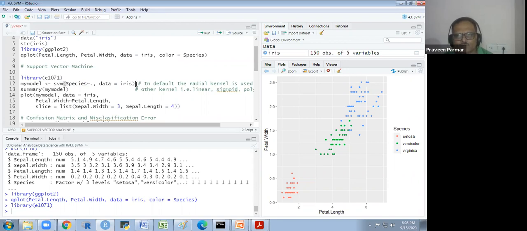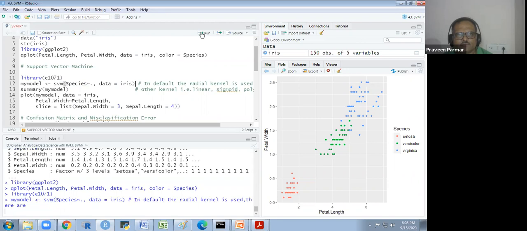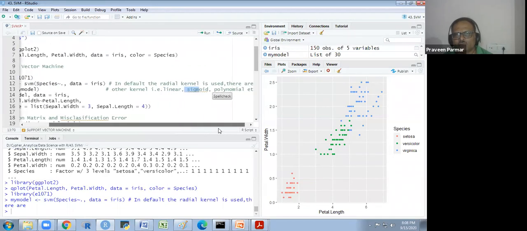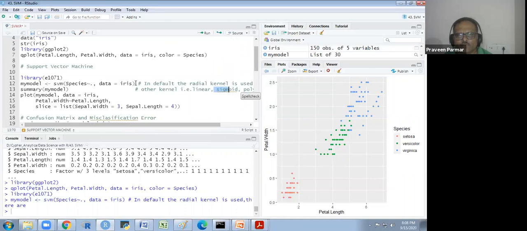There are different kernels we use when we get the non-linear. Here we see by default we use the radial kernel, and then we have the linear, the sigmoid, the polynomial, and so many other kernels. You could read about it in the help.